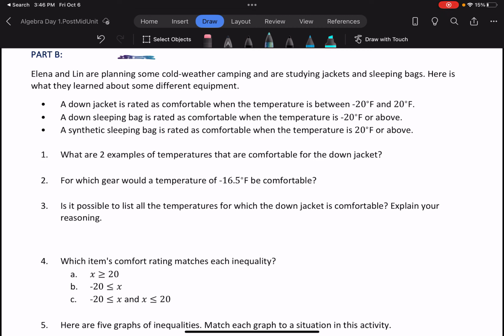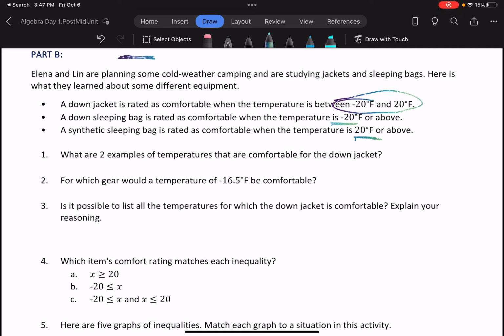Elena and Lynn are planning some cold weather camping and studying jackets and sleeping bags. Here's what they learn about some different equipment. A down jacket is rated as comfortable when the temperature is between negative 20 and 20. A down sleeping bag is rated as comfortable when the temperature is negative 20 or above. A synthetic sleeping bag is rated as comfortable when the temperature is 20 Fahrenheit degrees or above.